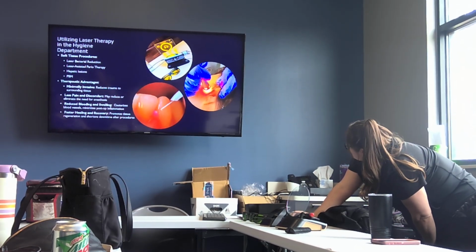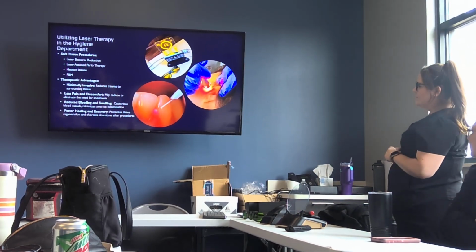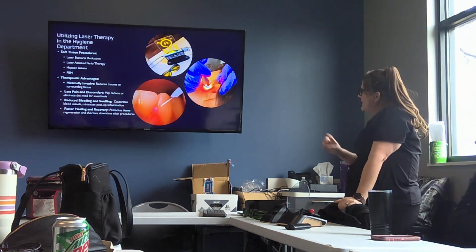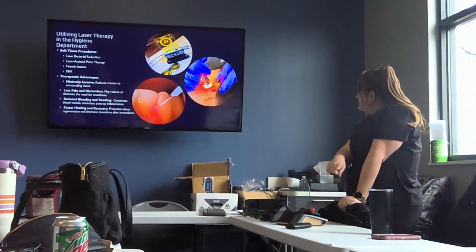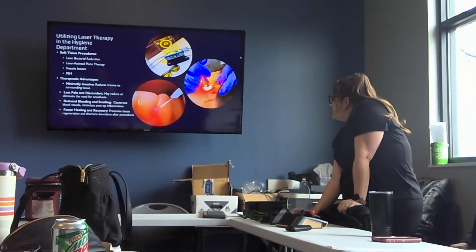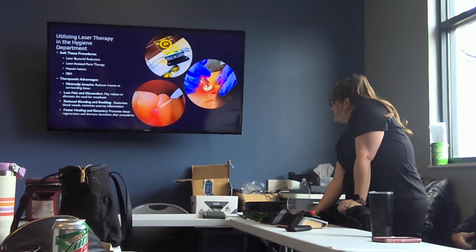And then here are some images, a little zoomed in. That's actually a model of this laser here. This is the photobiomodulation image.